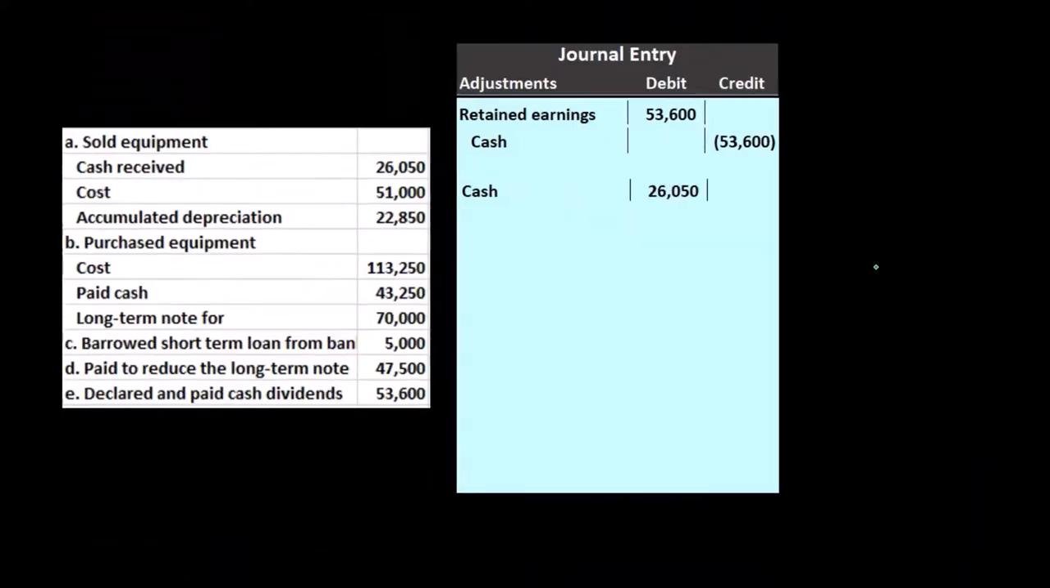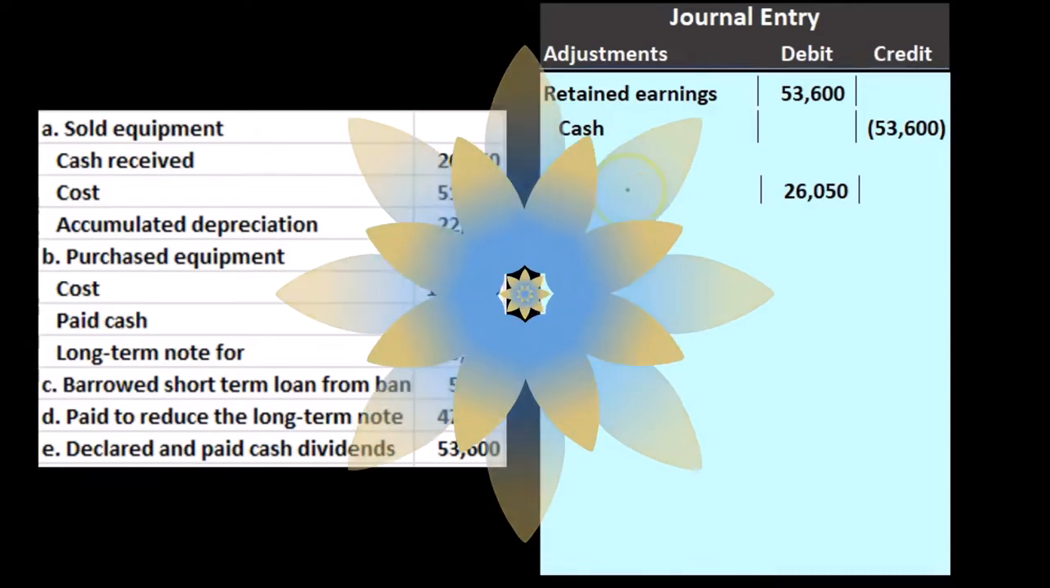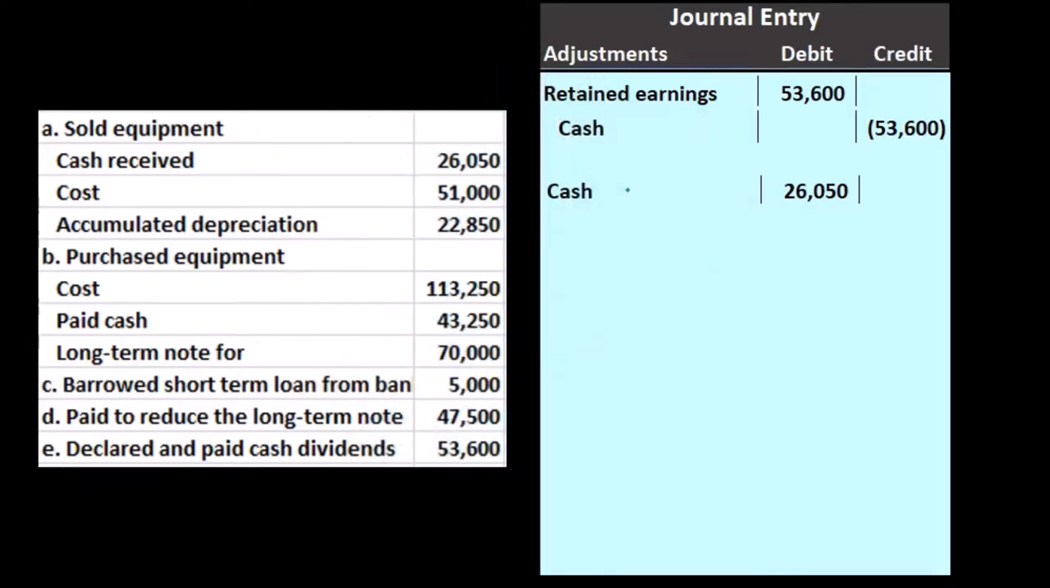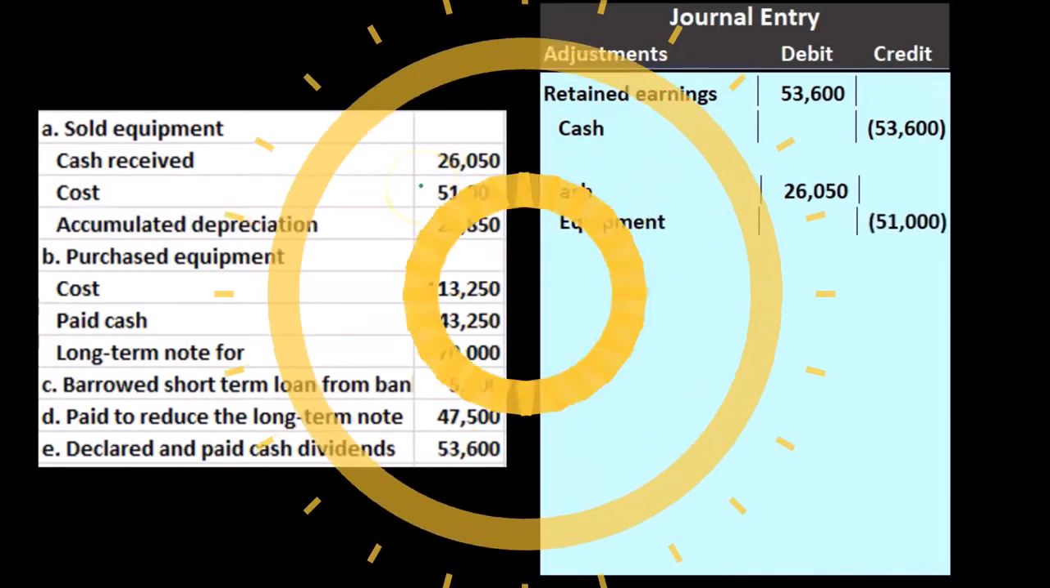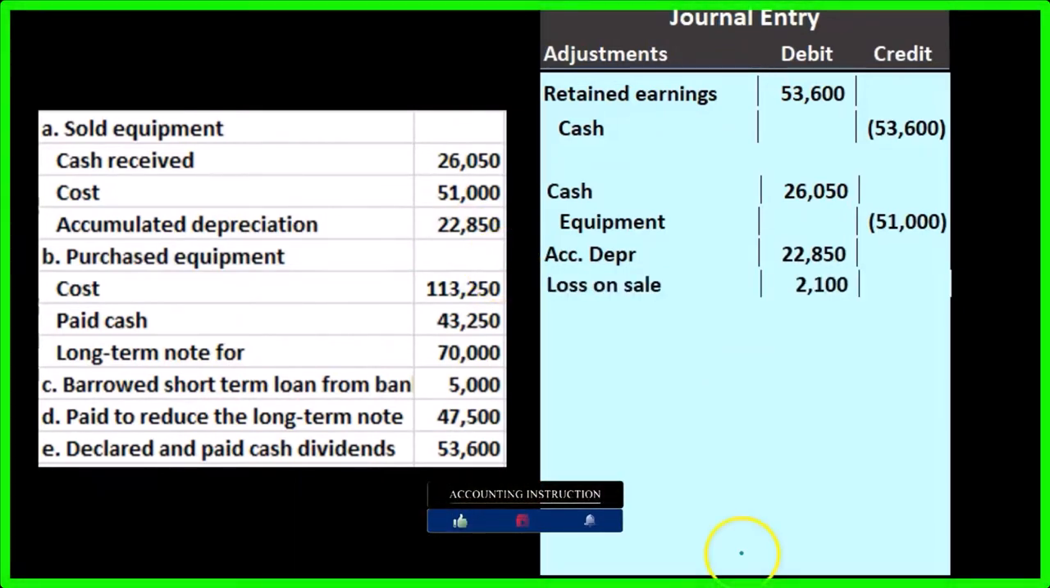Now we're going to do our next adjustment. And we're going to say that we're going to have the sold equipment. We sold the equipment, and it says we received $26,050. So if we think about the journal entry first, and then think about what we're going to do in terms of increases and decreases to our cash statement, we can say, okay, the cash went up, equipment must have gone down, and then the accumulated depreciation is going to be a debit, because remember, it's on the books as a credit. We have to debit it to make it go away. The difference then is going to be $2,100, and that's going to be a loss. So that's what we need to be in balance.